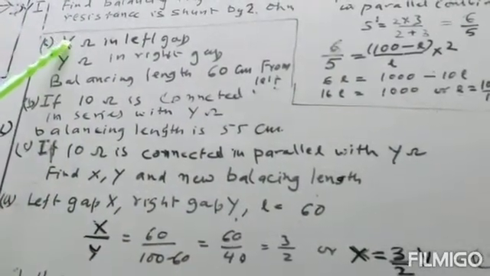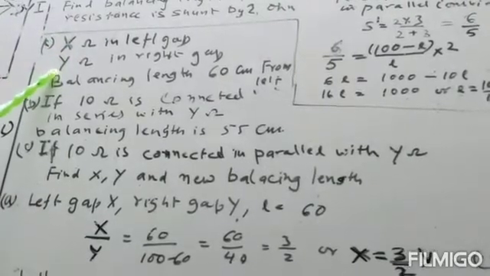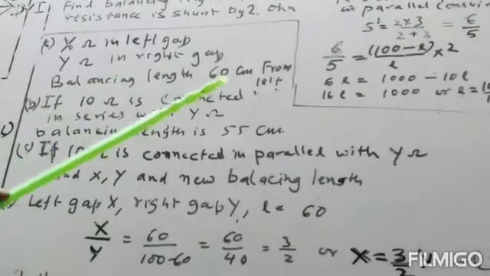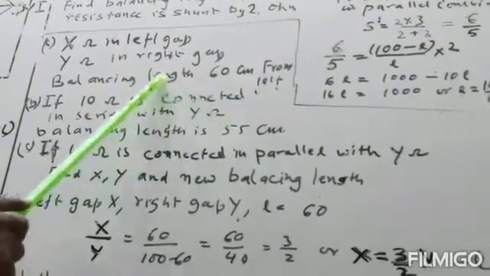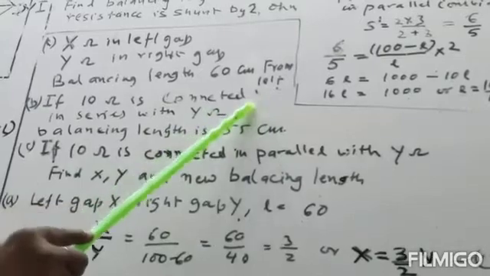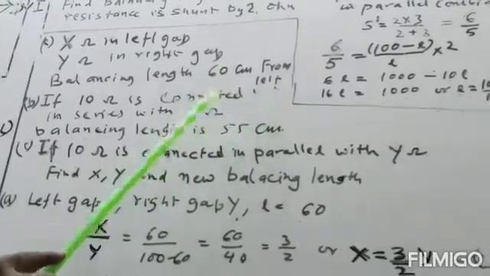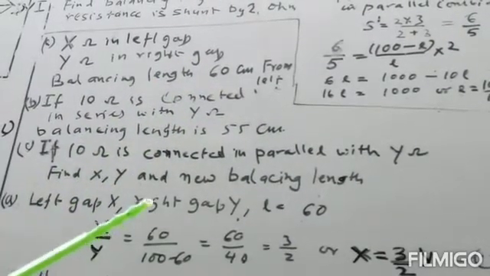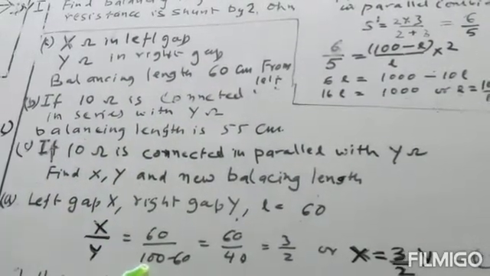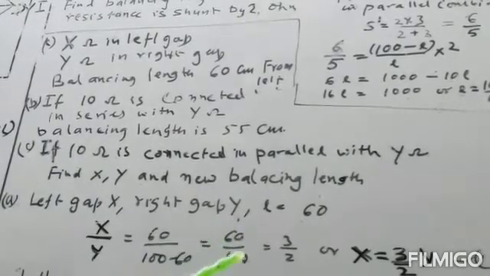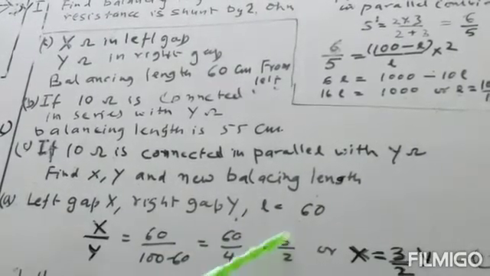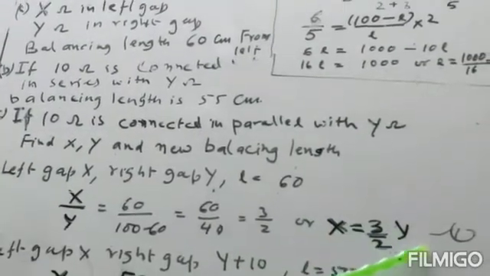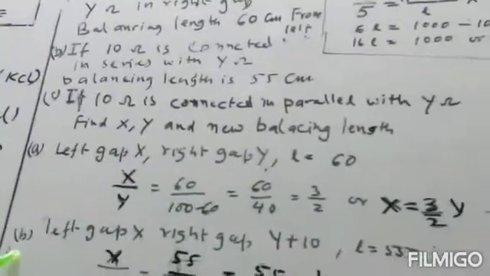When X ohm is on the left and Y on the right, then X by Y will be equal to balancing length by the remaining length. Balancing length is 60, so X by Y will be equal to 60 by 100 minus 60, that is 60 by 40, which is equal to 3/2, or we can say X is equal to 3/2 into Y. Now we take the second step.